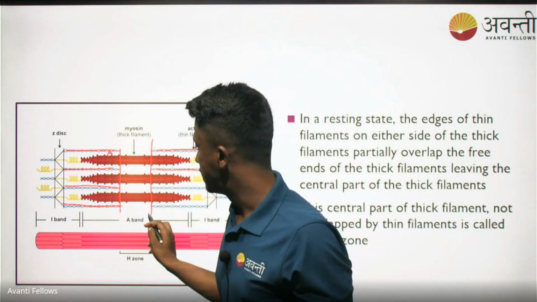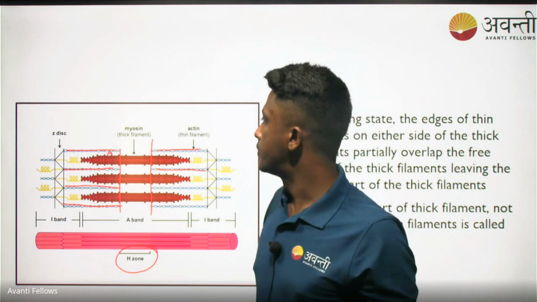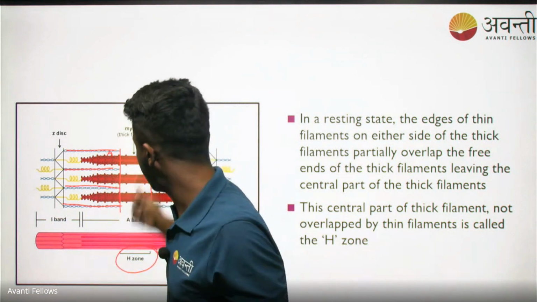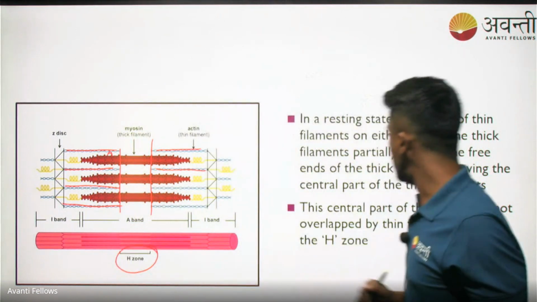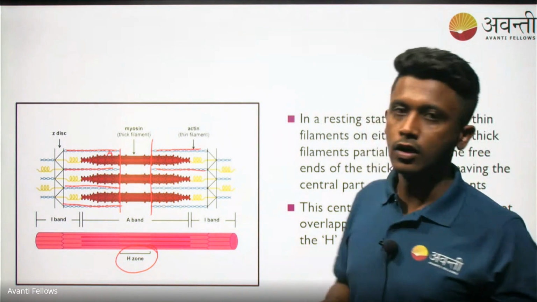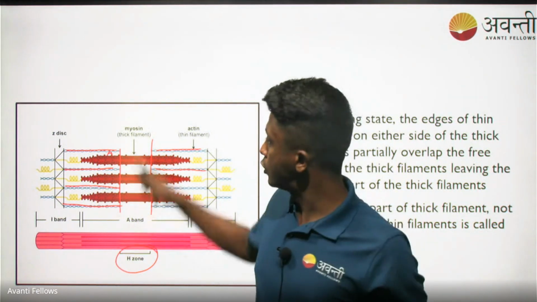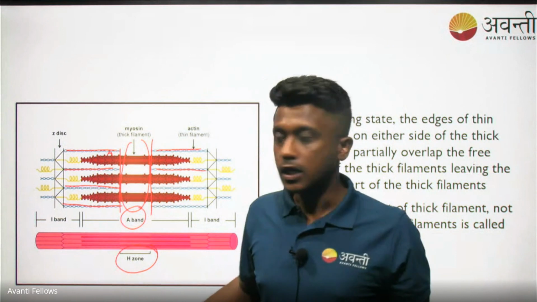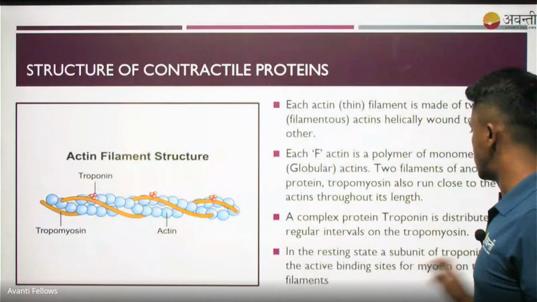This is called the H zone. What is an H zone? In the resting state, the I band overlaps the A band throughout the length except at the center. This non-overlapping region is called the H zone. Very, very important. So you understood what the H zone is, right? If they ask, in the resting state, the central portion of a sarcomere is made up of which band? Only the A band. It does not contain any of the I bands, especially in the resting state. Okay, students, so this is about the H zone.